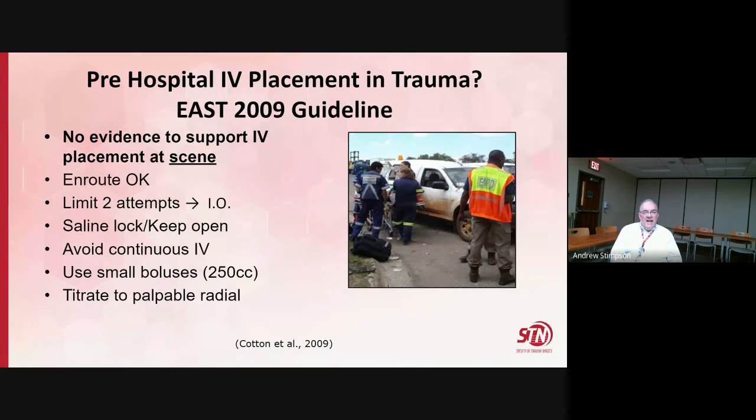You either do a saline lock or just run a small amount of fluid in, and we try to use smaller boluses and titrate to a palpable radial artery or 80. Remember, that was a systolic blood pressure of about 80. So we want to use small boluses as opposed to pouring fluid in that they may not need.